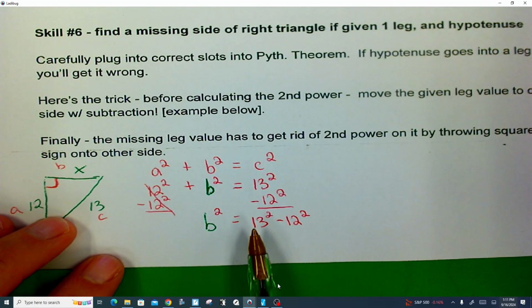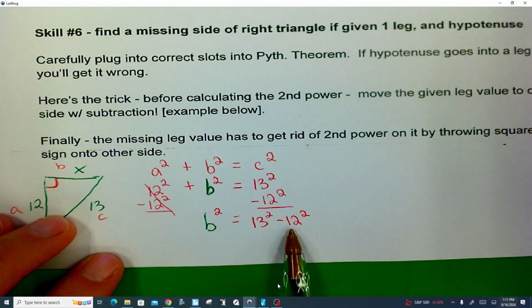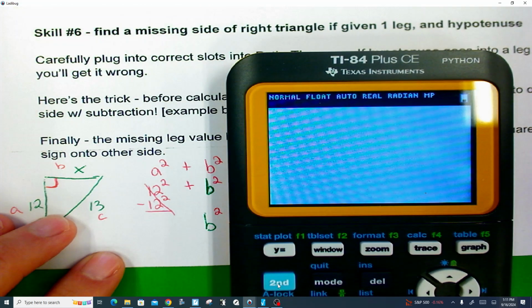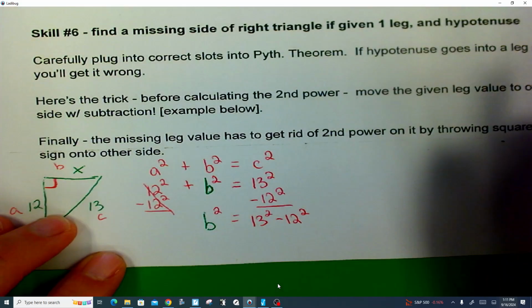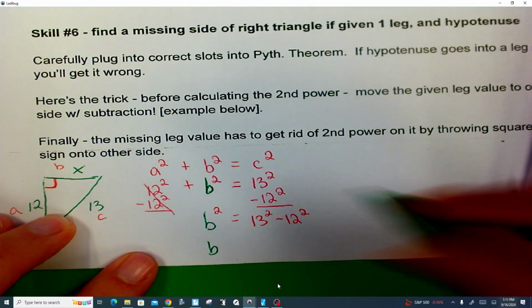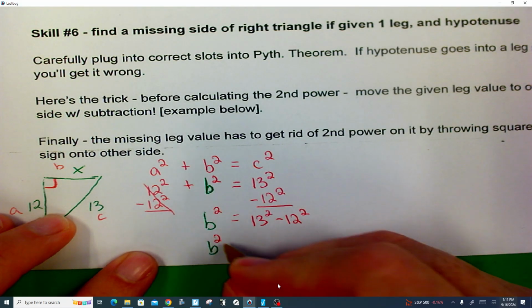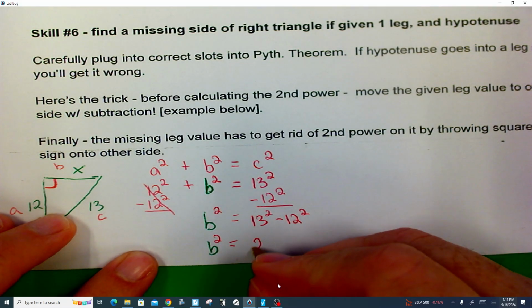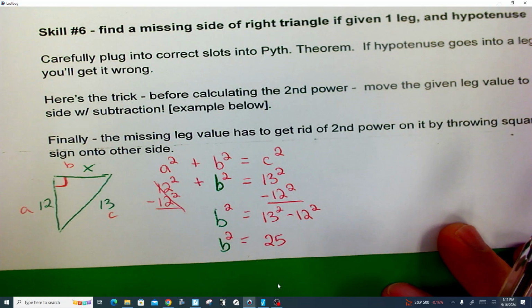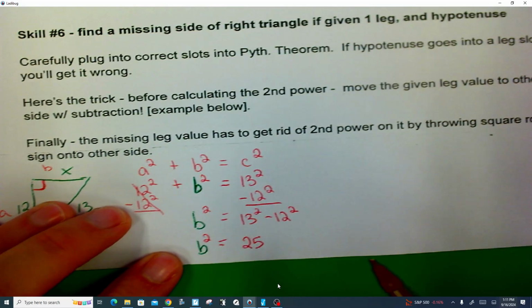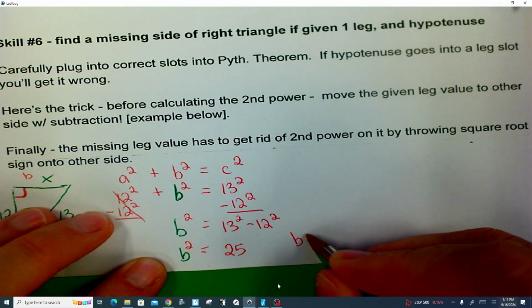So now, can you guys go ahead and find out what 13 squared minus 12 squared is? I would just type that into your calculator like this. What was it, guys? 25. Yeah. And you can see that 25 is what you guys were saying right there. But I'm going to write B in green with that second power right there. And the trick is, how do we get the B by itself? Well, we flick that power over to the other side, and it lands as a square root.